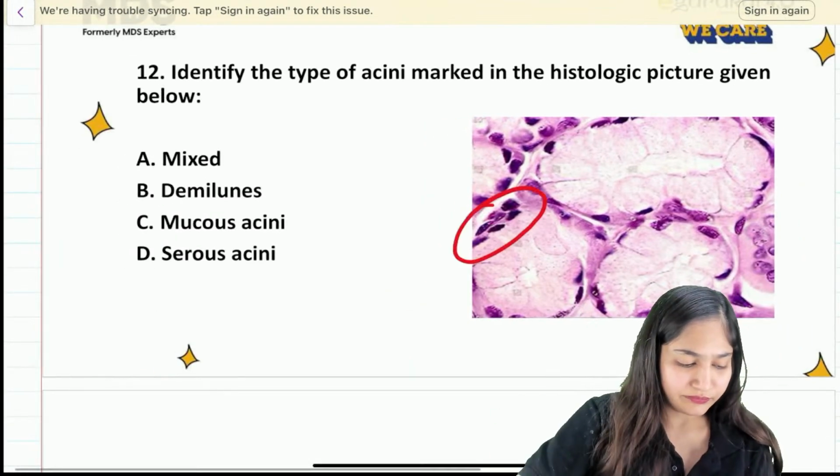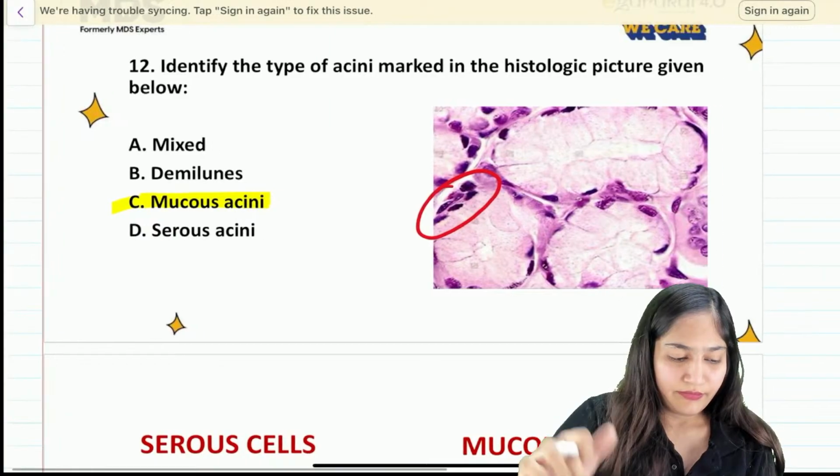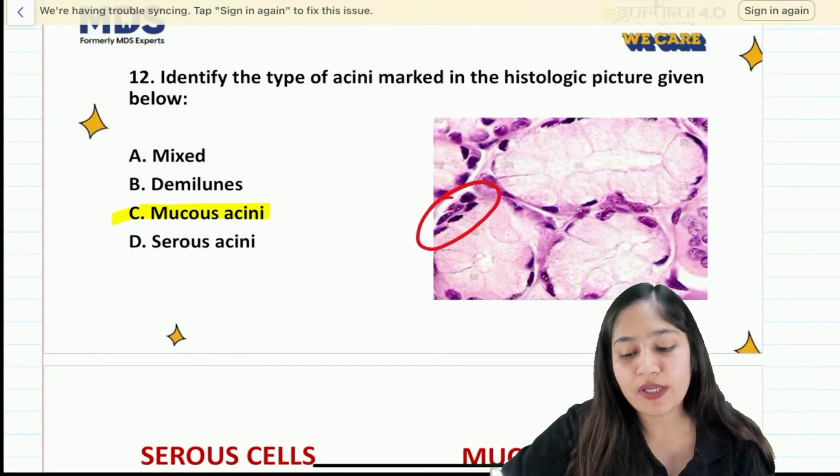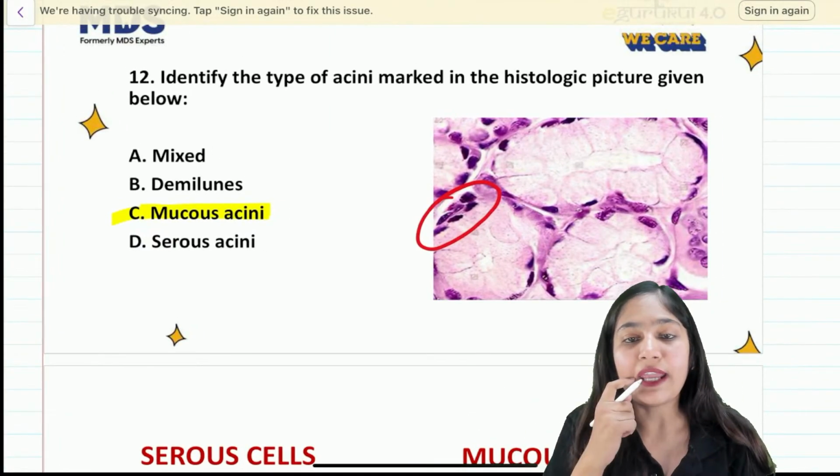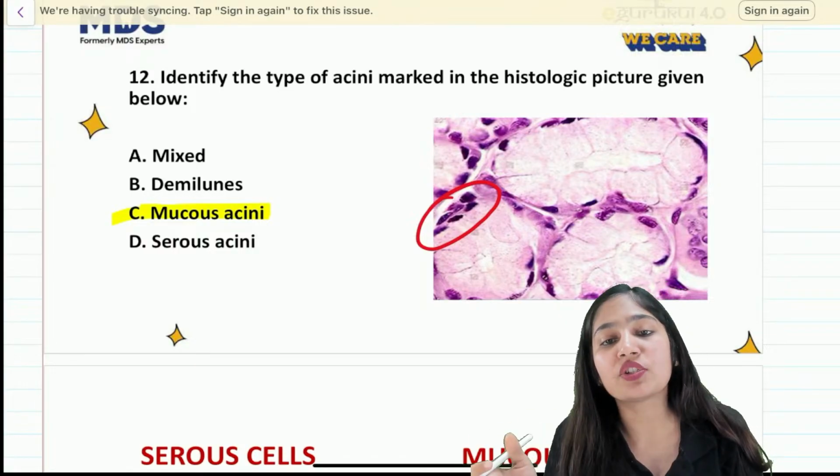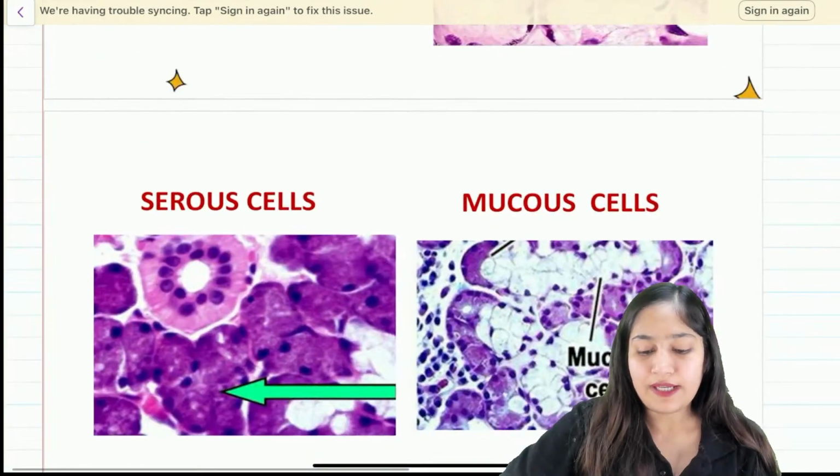So the correct answer is mucous acini, as it is lightly stained and you can easily appreciate the presence of flattened nuclei at the base.